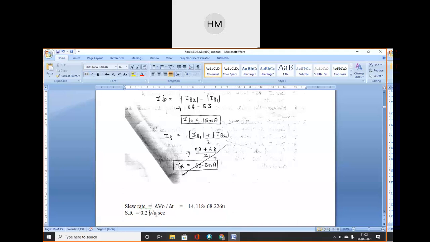By performing this experiment, I am getting the value of slew rate as 0.2 volts per microsecond. Practically, the typical highest value is 0.5 volts per microsecond. So this is also possible. This is again the value when we are performing it through Multisim software.